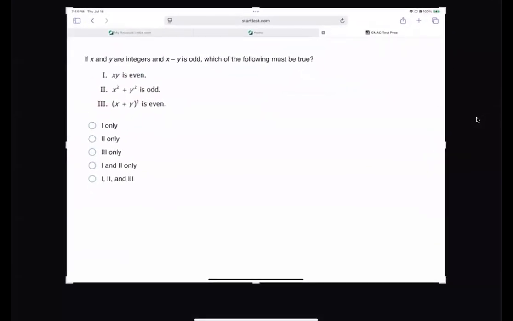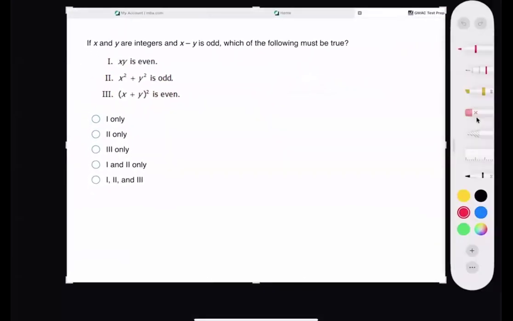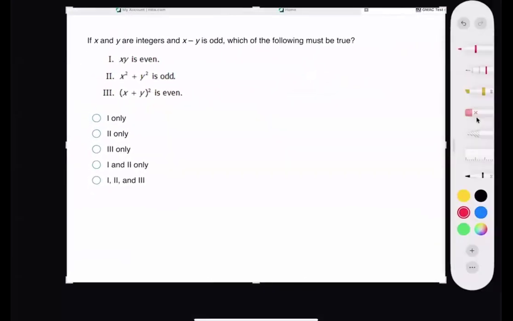If x and y are integers and x minus y is odd, which of the following must be true? The only way an addition or a subtraction is odd is one being even and the other odd, or one odd and the other even. Do you guys agree? The subtraction is the same. Memorize that. You find this in your e-learning.